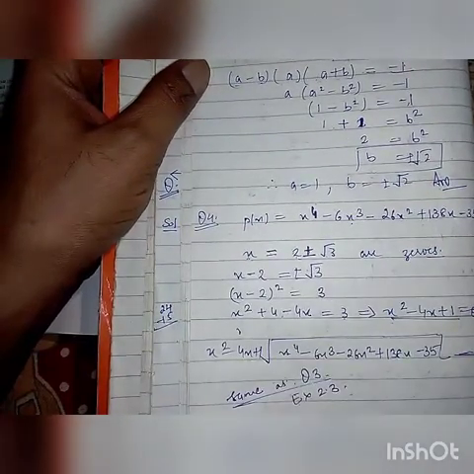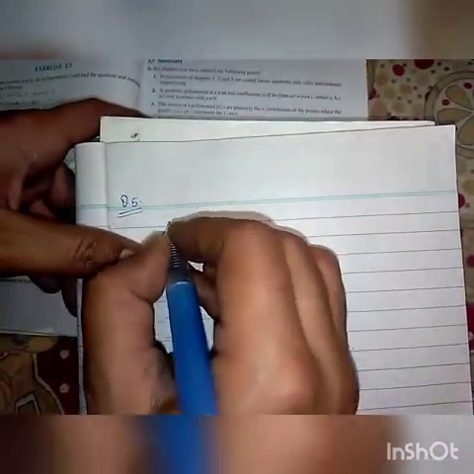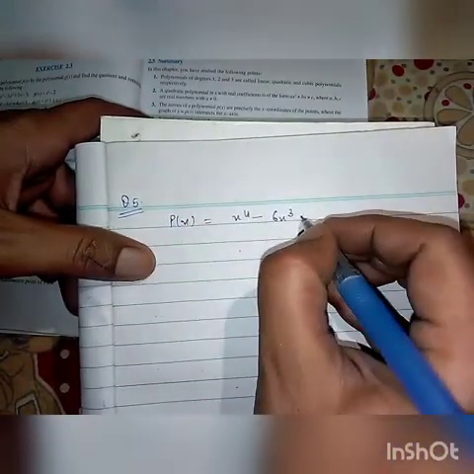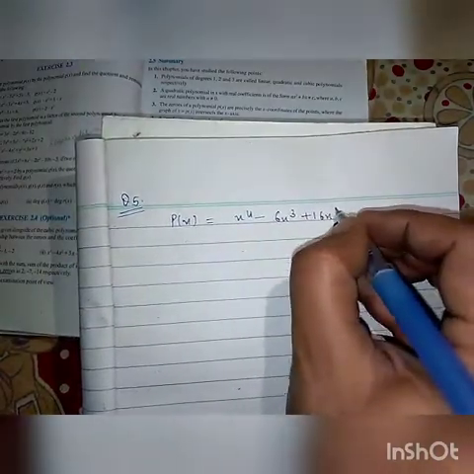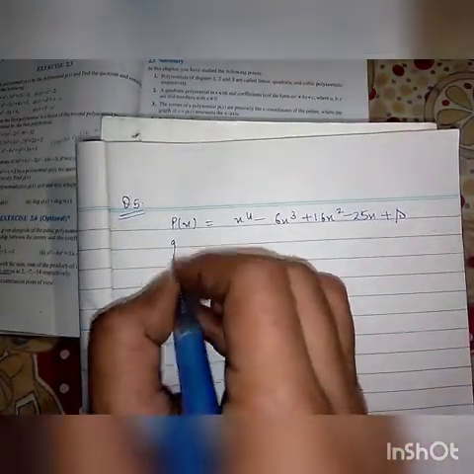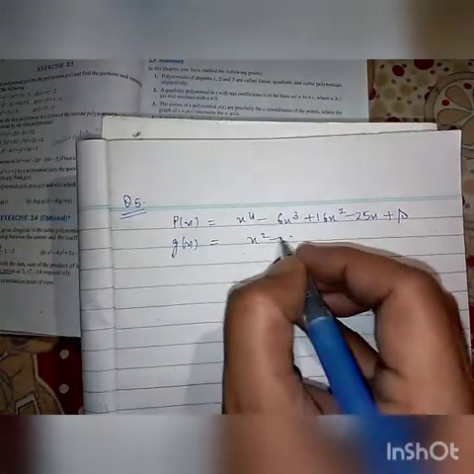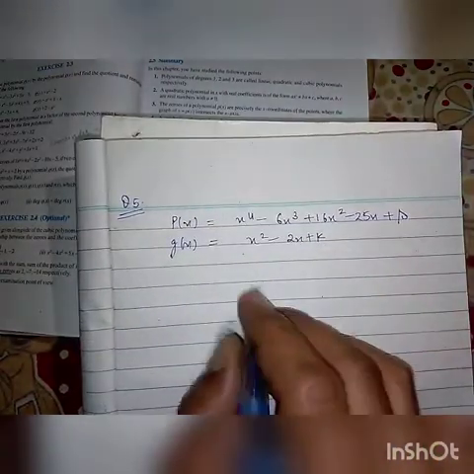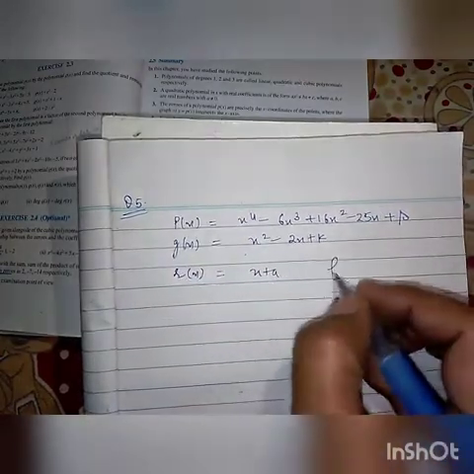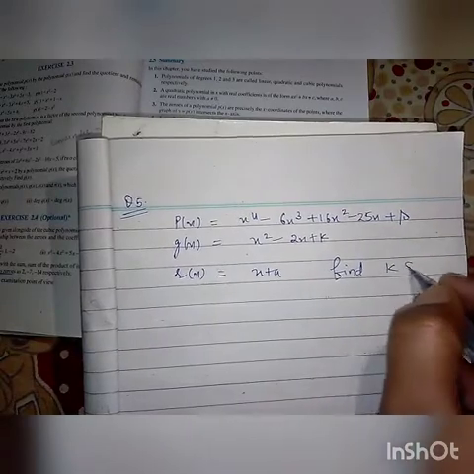And let's move to the very important question of the chapter, which is important from the examination point of view also. So let me take p of x is equal to x raised to the power 4 minus 6x raised to the power 3 plus 16x square minus 25x plus 10, divided by another polynomial, let us take it as g of x equal to x square minus 2x plus k. Then remainder, let us take it as r of x is equal to x plus a. Question is to find k and a. Everything we have mentioned over here. So let's start this interesting question.